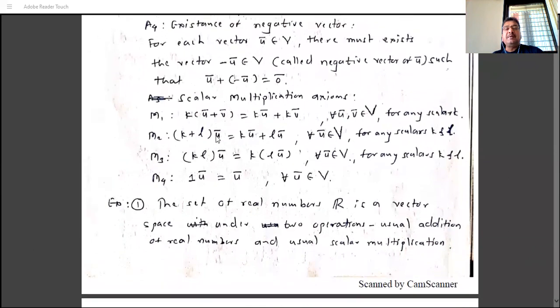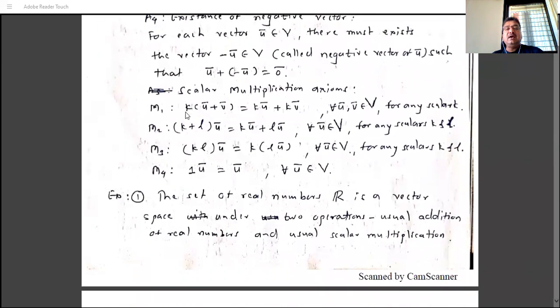So the next four properties are called scalar multiplication properties. k(u bar plus v bar) is equal to k u bar plus k v bar for all u bar and v bar belonging to V, and for any scalar k. Then k plus l, where k and l are scalars and u bar is a vector element of V: (k plus l) u bar is k u bar plus l u bar. And then (k l) u bar is equal to k (l u bar). Again, k and l are scalars, meaning elements of R, real numbers, and u bar belonging to V is the vector. And 1 dot u bar, or 1 into u bar, is equal to u bar.